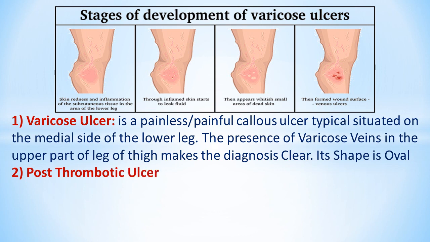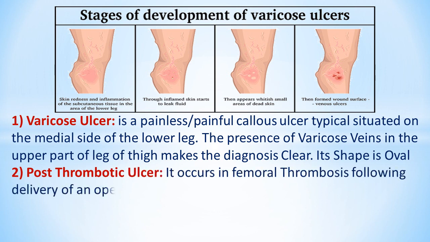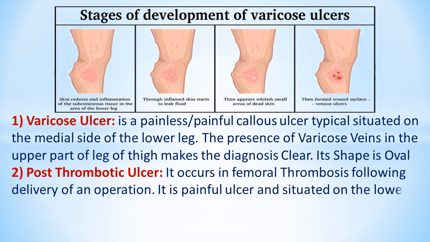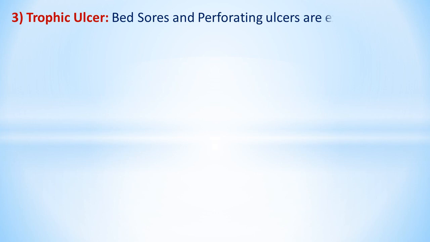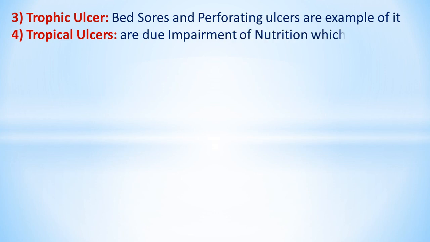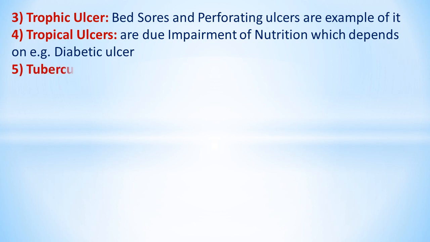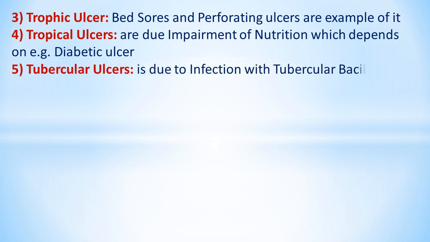2. Post-thrombotic ulcer. It occurs in femoral thrombosis following delivery or an operation. It is a painful ulcer and is situated on the lower leg. 3. Trophic ulcer: bed sores and perforating ulcers are examples of it. 4. Tropical ulcers are due to impairment of nutrition, which depends on, e.g., diabetic ulcer. 5. Tubercular ulcer is due to infection with tubercle bacillus.